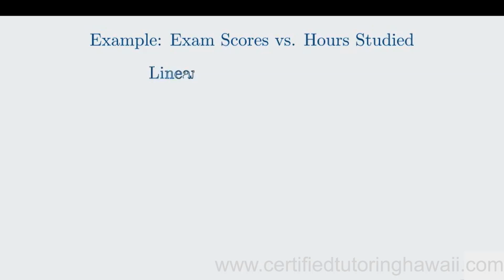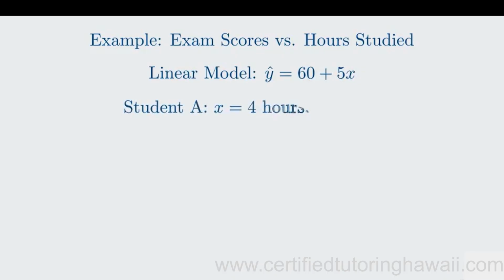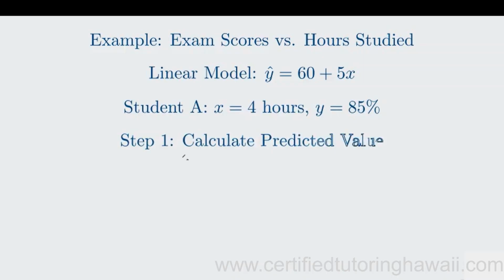Let's look at an example. Imagine we have a model predicting exam scores based on hours studied. Our model is y hat equals 60 plus 5x. Suppose student A studied for 4 hours and got an 85%. First, we find the predicted value. 60 plus 5 times 4 gives us a predicted score of 80.